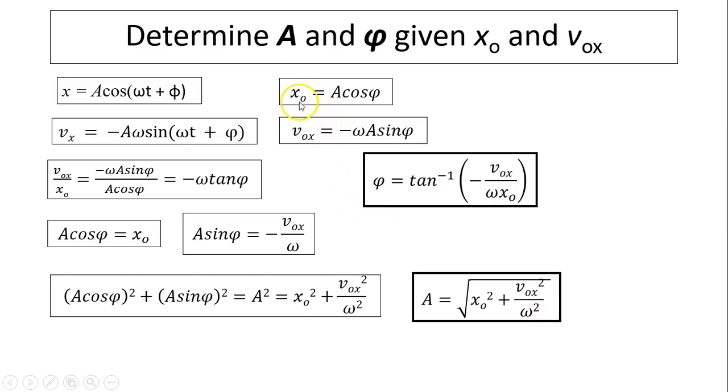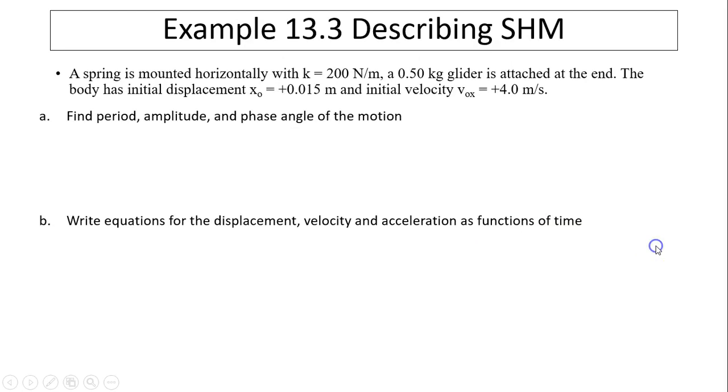So if we know the initial position and the initial velocity, we can find the phase angle and the amplitude by using these two equations. Let's take a look at this example. A spring is mounted horizontally. We know k and we know the mass. From k and mass, we can find omega. What else do we know? We know the body's initial displacement and we know the initial velocity. We have to find the period, amplitude, and the phase angle.